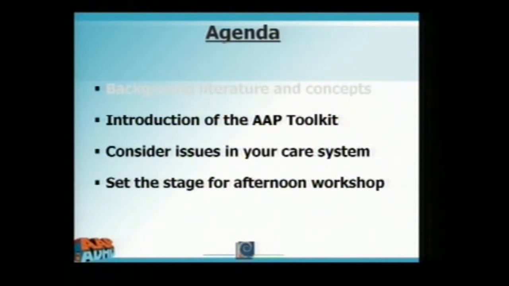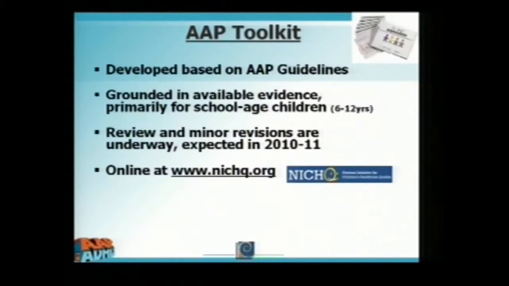Well, now that we've gone through just a little bit of the brief literature, I want to introduce you to the toolkit itself before we break here shortly. It was developed, as I said, based on Academy of Pediatrics guidelines. It was grounded in the available evidence primarily for school-age children, 6 to 12 years, which is largely the biggest part of the population and most of the literature.